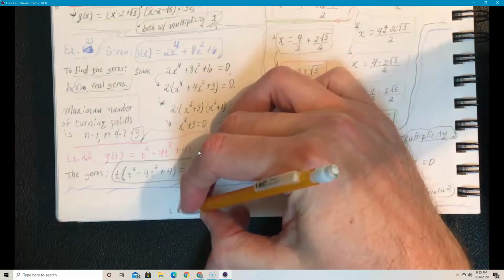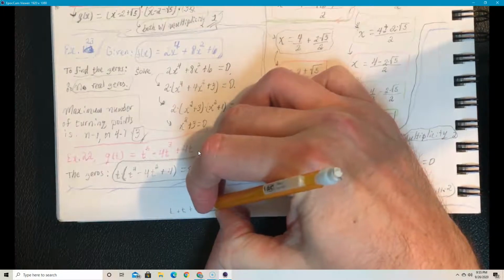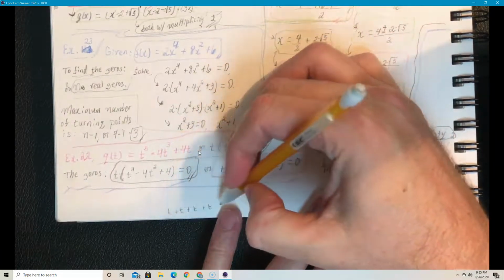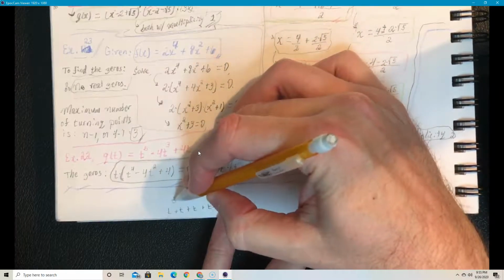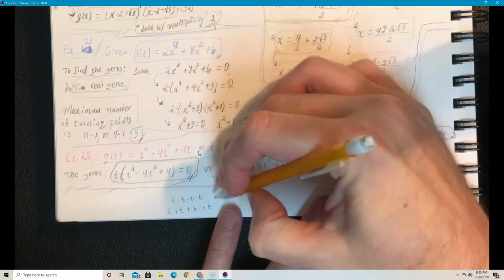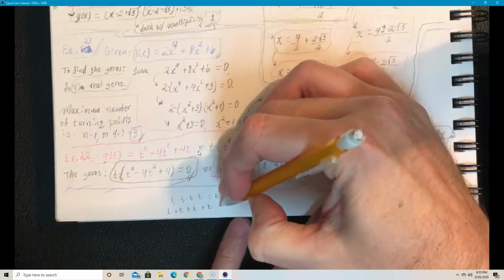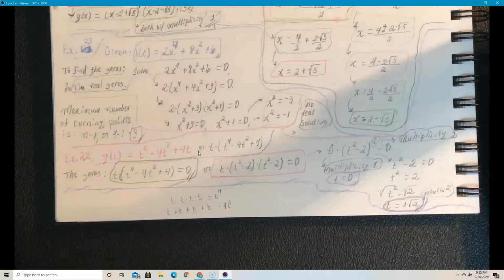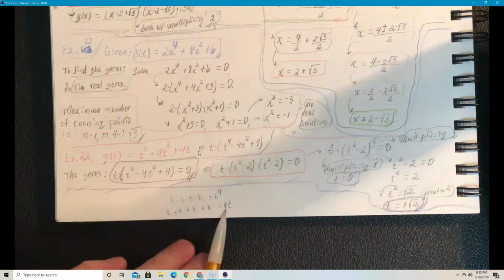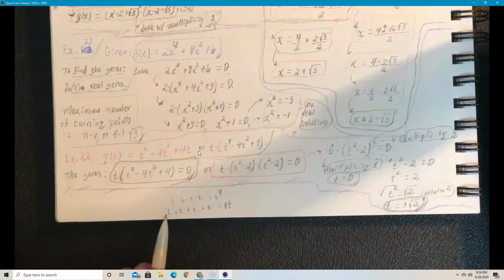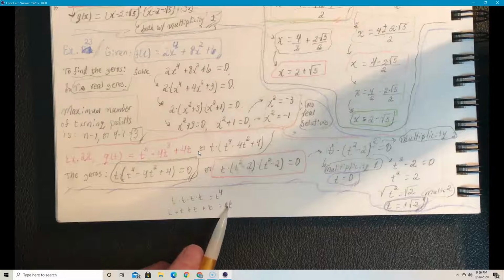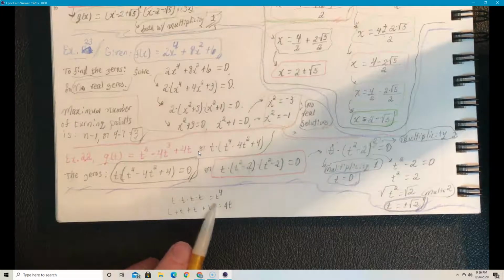4t means t plus t plus t plus t. Addition. 4t does mean 4 t's, but it's addition. And 4 t's multiplied together mean t to the 4th power. So that can be a point of confusion there. I hope that makes sense. 4t is 4 t's added together. 1t plus 1t is 2t, plus another 1t is 3t, plus one more is 4t. T times t times t times t is t to the 4th.